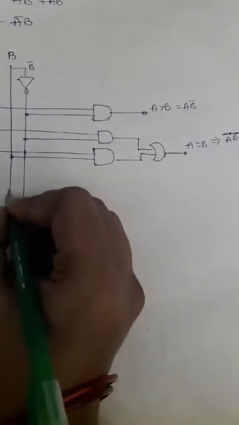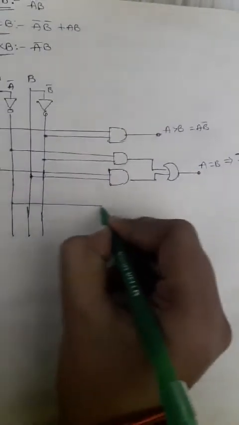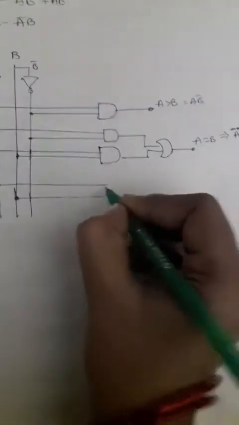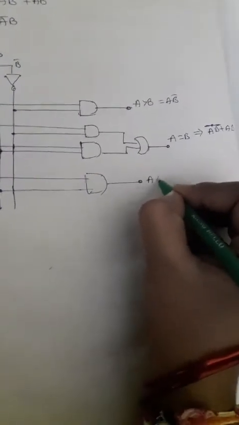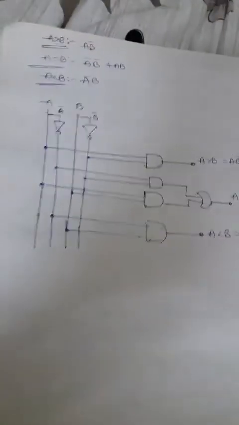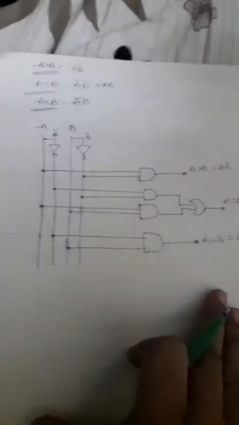So next one is A greater than B or A less than B. Greater than is completed, then the last one is the A less than B condition, that is nothing but A complement and B. So this is one AND gate. Directly we can say that this is the A less than B condition, and that output is A complement B. Okay, so this is the 1-bit comparator.